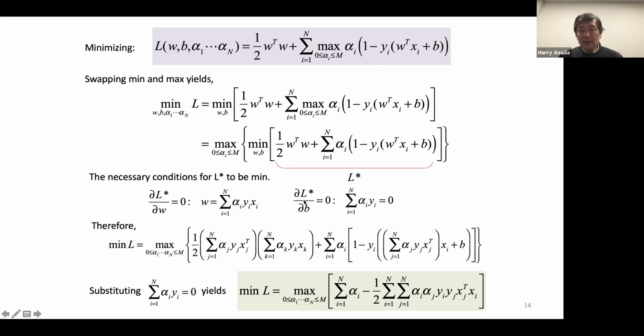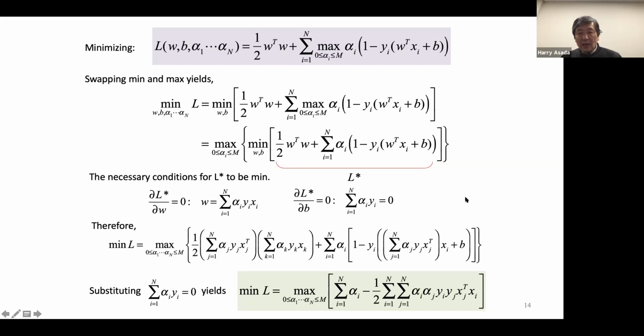And from the second condition, with respect to b, you pick up alpha i and yi, and the summation must be 0. We get the second equation. Therefore, let's substitute this back into this. After taking this minimization, w takes this form, which is a function of alpha, right? So put this in here and here and here, and you get this expression.